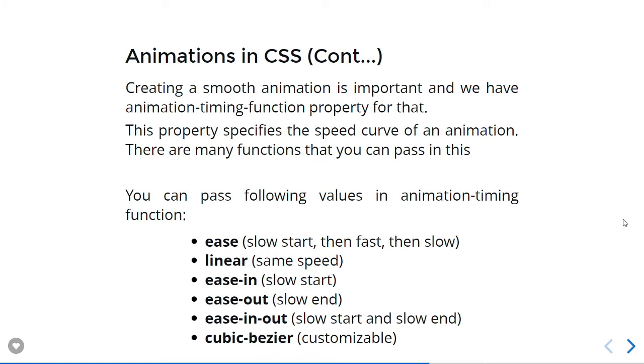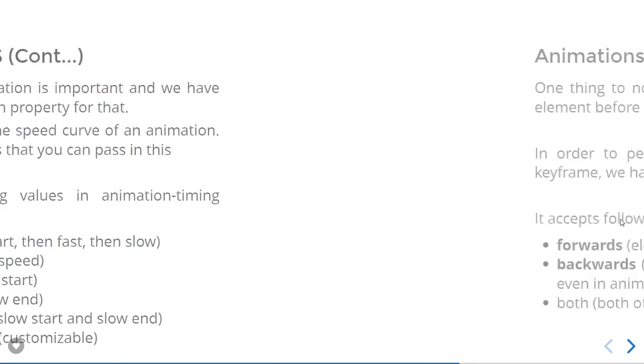Creating a smooth animation is important, and we have the animation-timing-function property for that. This property specifies the speed curve of the animation. There are many functions that you can pass in this. You can pass the following values to animation-timing-function. Number one is ease, which has a slow start, then fast, and then slow. Linear has the same speed. Ease-in has a slow start, ease-out has a slow end, ease-in-out has a slow start and slow end. Cubic-bezier is customizable.